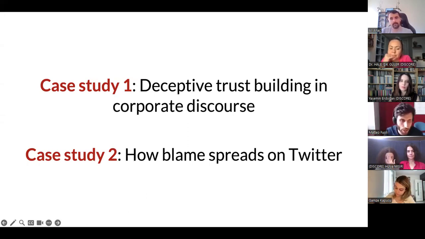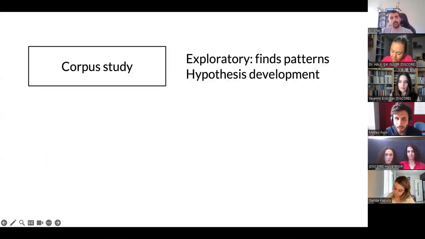I'm going to start with a case study that looks at deceptive trust building in corporate discourse. And then I'm going to move on to a more recent study where we looked at how blame spreads on Twitter. And this is the workflow that I would like to promote here, and that is also the workflow that I used and we used in these studies.